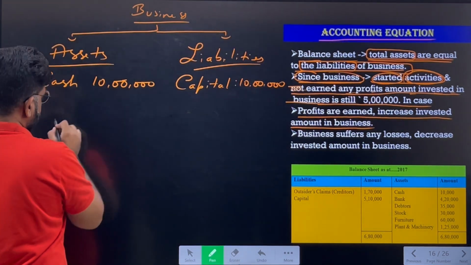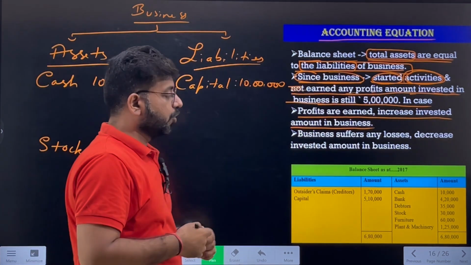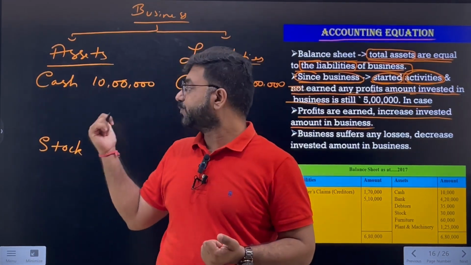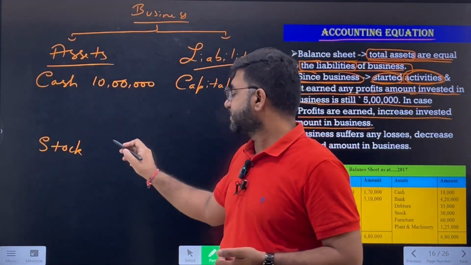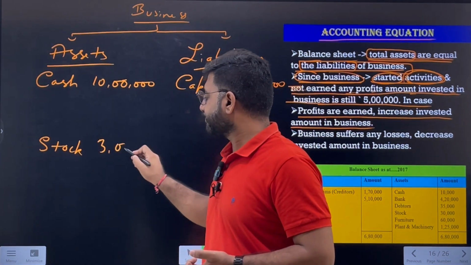Suppose we purchase stock. Now, what is the meaning of stock? Suppose we are purchasing goods. What is the meaning of goods? The goods in which we deal. We purchase the goods, we add the profit, we sell the goods. Suppose we have a showroom. We have cash worth 10 lakhs and we have purchased the stock, the goods, of rupees 3 lakhs.